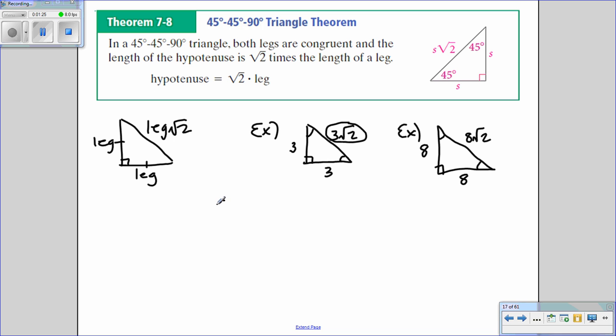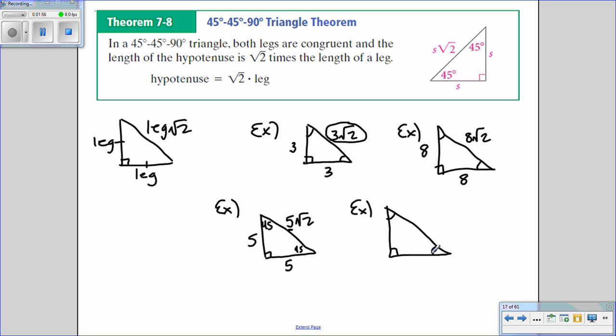Okay, if we go backwards, if I give you another 45, 45, 90 right triangle, and let's say the hypotenuse is 5 square root of 2, the legs would be whatever that number in the front is, which is 5. Those are all very easy examples, okay? Now, sometimes that might not be the case.